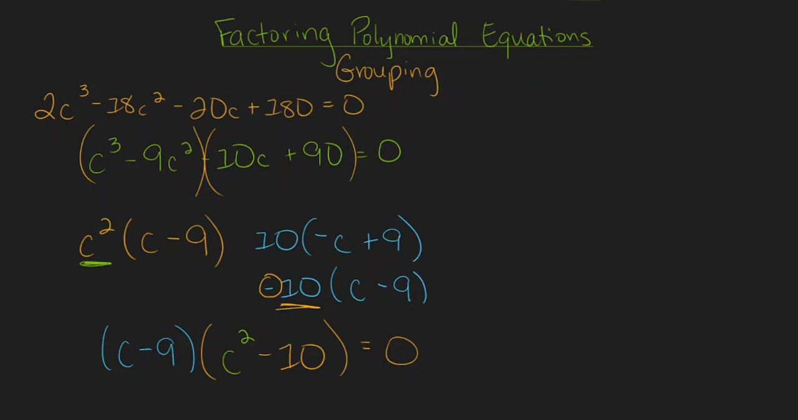All right, from here, we could use difference of squares to break down that c squared minus 10 factor even further, but that's a different skill. So as far as our grouping is concerned, we are done and we have gotten down to our factors.